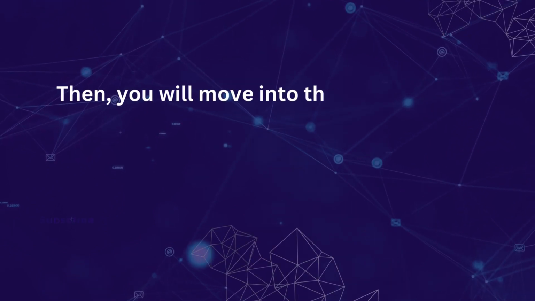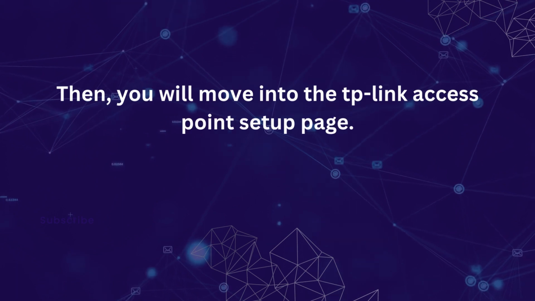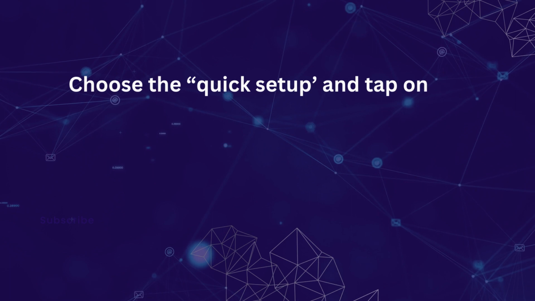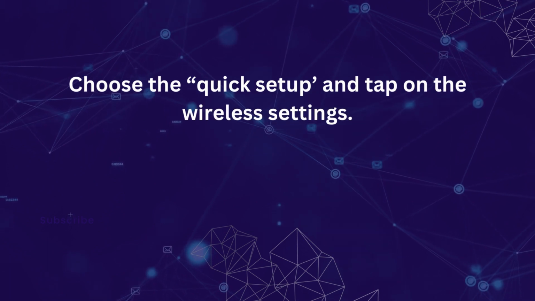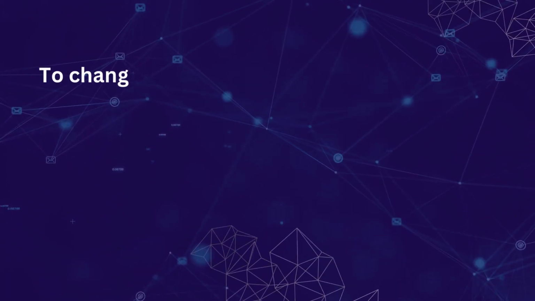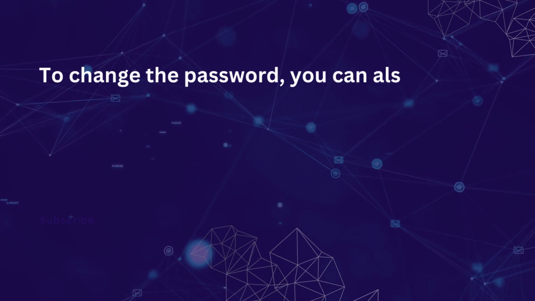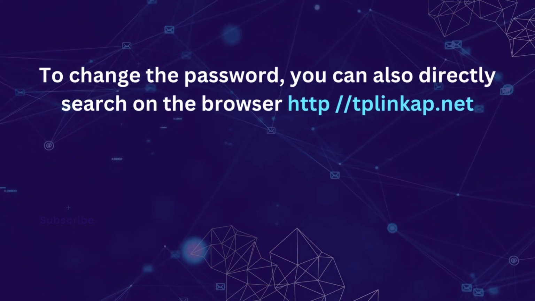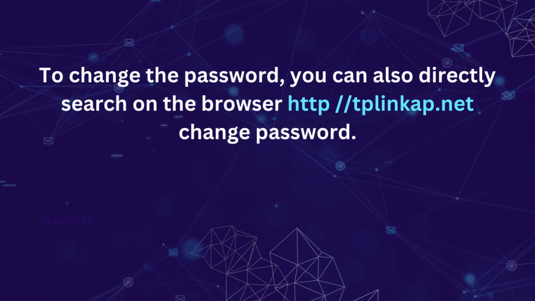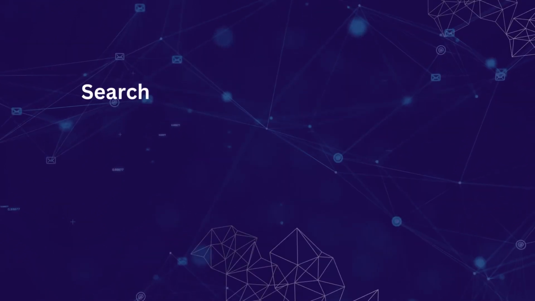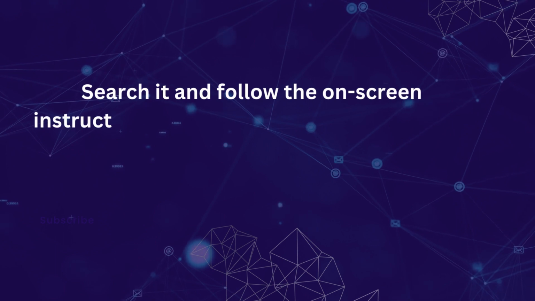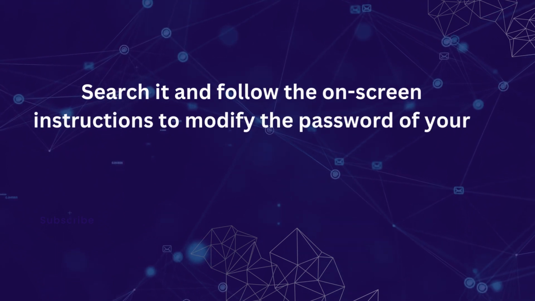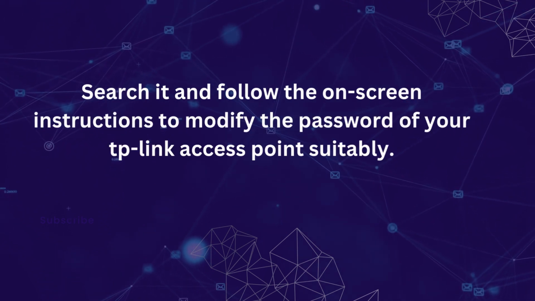Then, you will move into the Tplink access point setup page. Choose the quick setup and tap on the wireless settings. To change the password, you can also directly search on the browser http://tplink.net/change-password. Search it and follow the on-screen instructions to modify the password of your Tplink access point suitably.